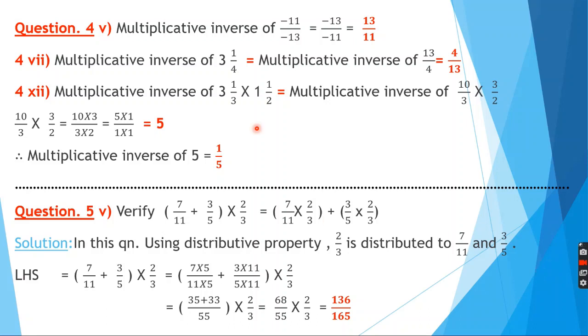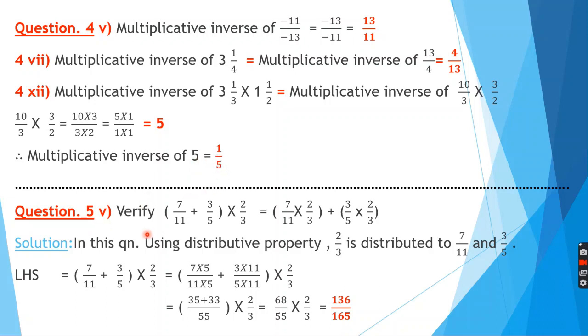Then the multiplicative inverse of 3 1 by 4. 3 1 by 4 we can convert into improper fraction as 12 plus 1, 13 by 4. Therefore, multiplicative inverse of 13 by 4 is equal to 4 by 13. Next is multiplicative inverse of 3 1 by 3 into 1 1 by 2. Now we can simplify 3 1 by 3 into 1 1 by 2, we are getting it as 10 by 3 into 3 by 2. If you simplify, you are getting it as 5. The multiplicative inverse of 5 is 1 upon 5.